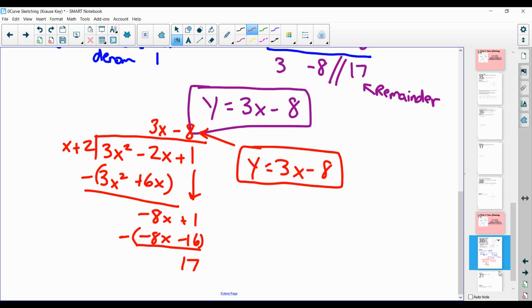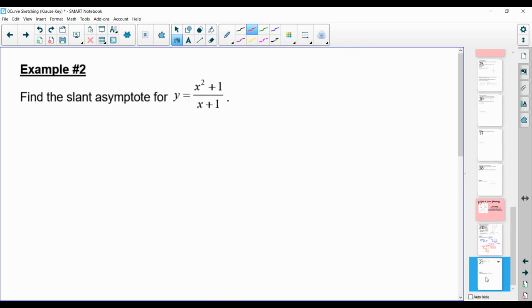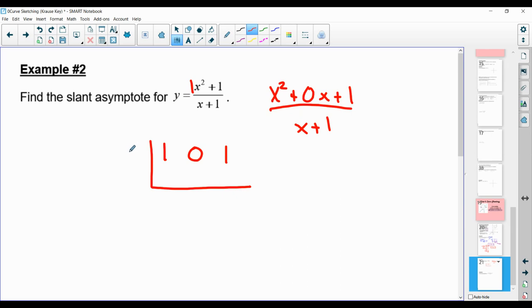Okay, we're just going to look at 2 more examples following the same method. The first one here, it says find the slant asymptote for y equals x squared plus 1 divided by x plus 1. So our coefficient here, we've got a 1. Notice there's no x term in there, but we're still going to have to account for that in our synthetic division. So we're going to have x squared plus 0x plus 1 all over x plus 1. So in our synthetic division, that gives us a coefficient of 1, coefficient of 0, and our constant of 1. Divided by x plus 1 means that negative 1 is what we're dividing by.